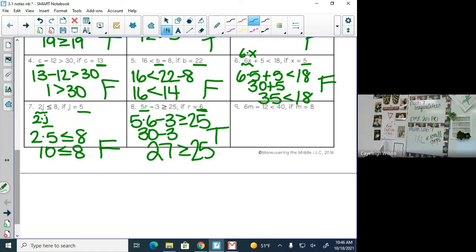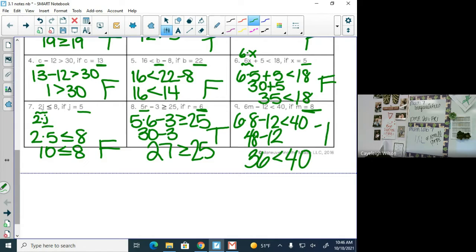All right, so n equals 8, so 6 times 8 minus 12. Well, 6 times 8 is 48, and 48 minus 12 is 36. It's true. You have to do this subtract. All right, let's flip it over.